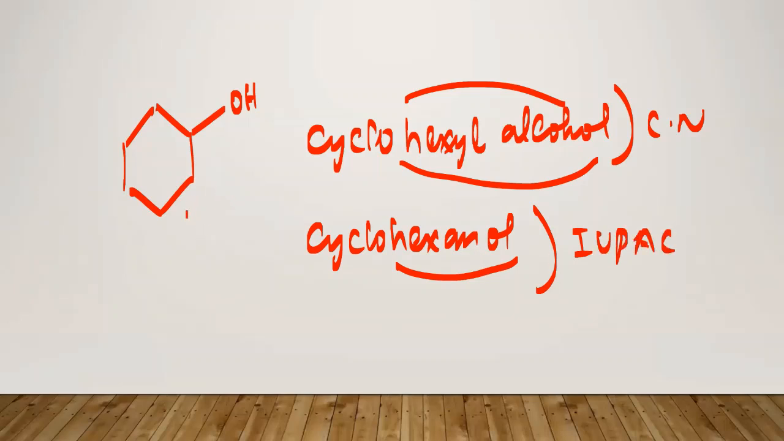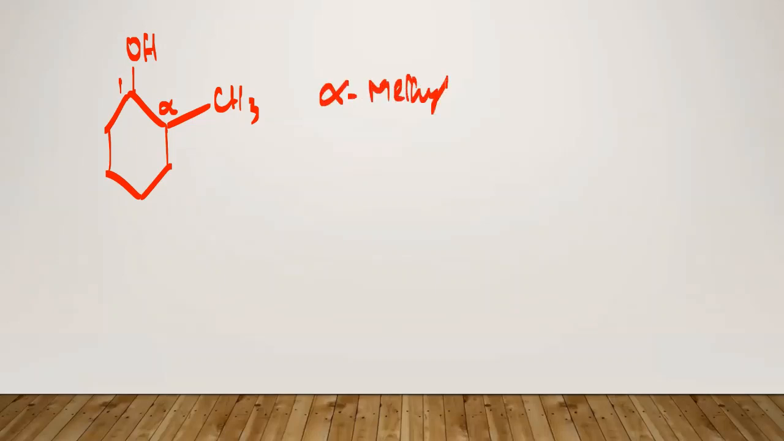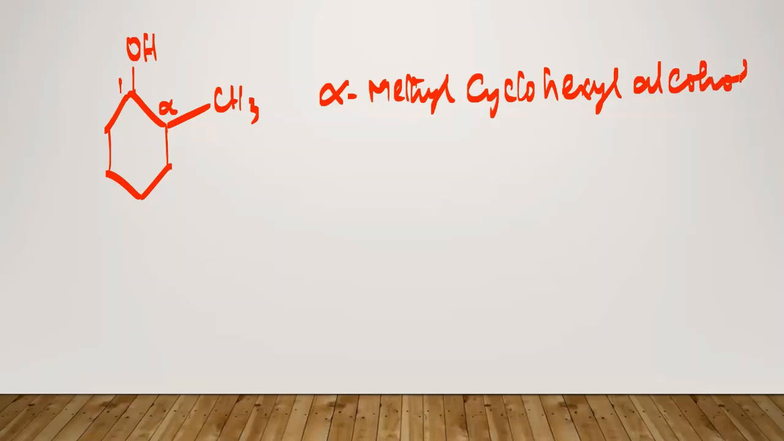So now let us go further and understand one more example. Have a look here. You have basically a molecule here with OH group, and then you have here CH3 group. And remember, this position with respect to the first position is called the alpha position. So in common terminology, I will call it alpha methyl, and then this ring and OH group will become cyclohexyl alcohol. Alpha methyl cyclohexyl alcohol will be the common name of this molecule.